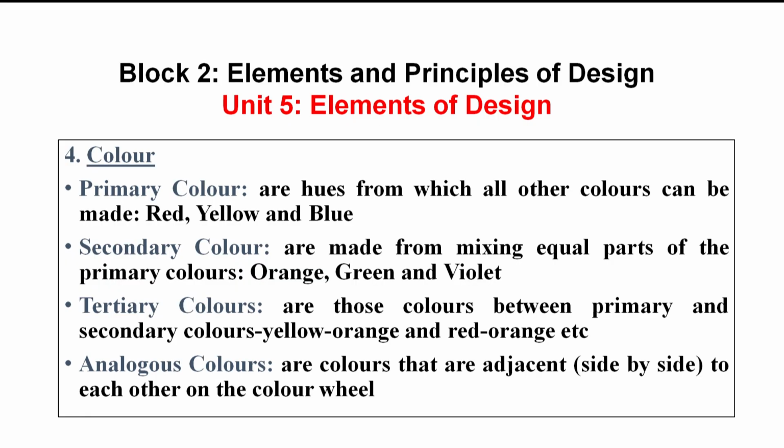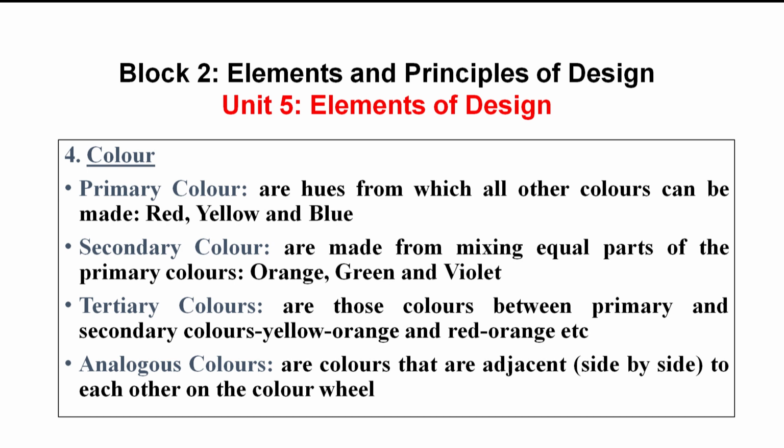The fourth element, and the most important element that we use in designing, is the colors. Because any design we are going to develop, we cannot imagine that design without colors. So colors are the most important element of design. The first is the primary colors. Primary colors are the hues from which all the colors can be made. Basically there are three primary colors from which we can derive other colors. The three primary colors are red, yellow, and blue.